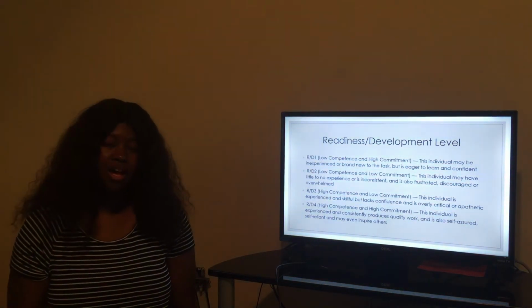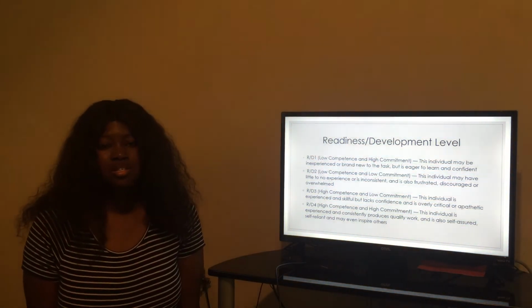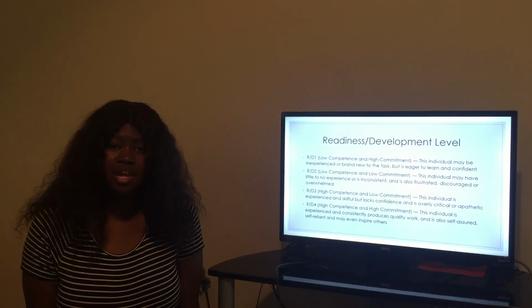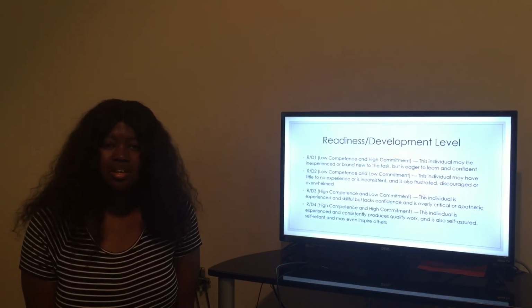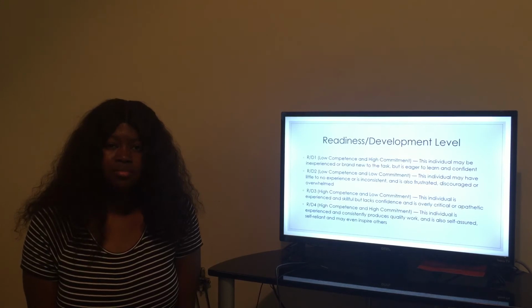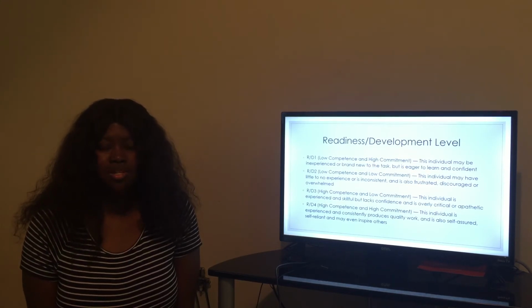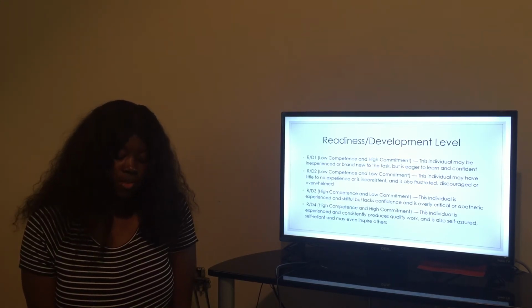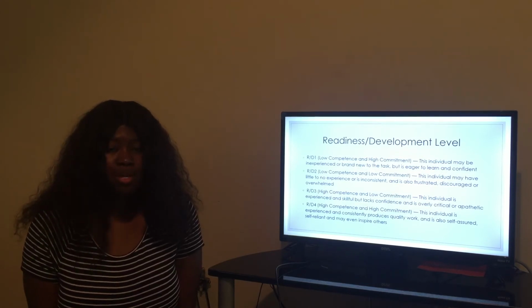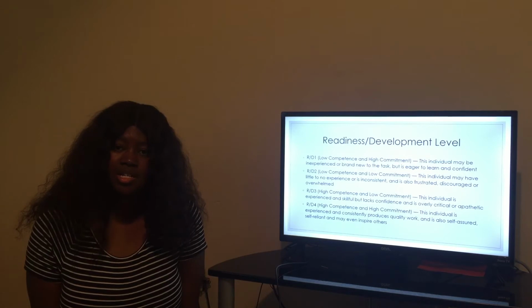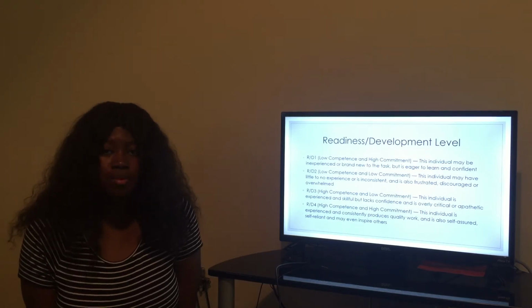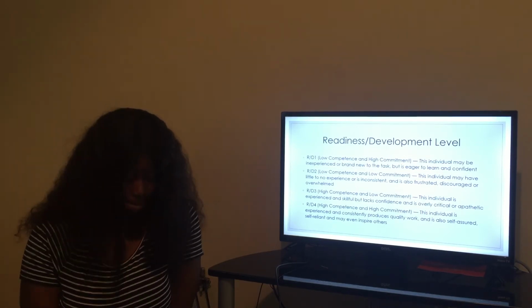Level 3 would be high competence, low commitment. This is someone who has the skill set, has the experience, but just lacks in confidence and just may be very critical of themselves. Level 4 would be high confidence, high commitment. This is someone who has the experience, has the skill set, is very confident and self-reliable.